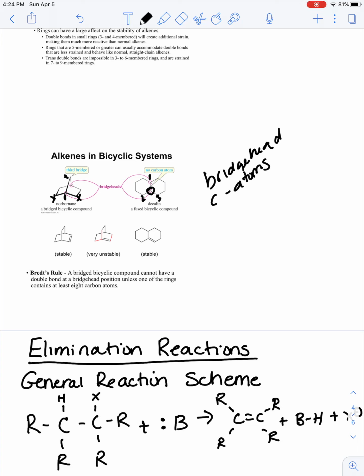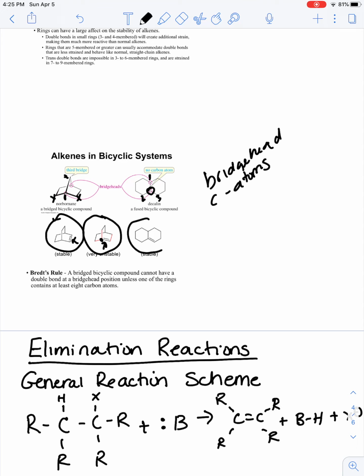So when we look at this molecule here, our double bond is not at a bridgehead carbon. So this is going to be a stable molecule. This would actually be in the cis position. When we look at this molecule here, we're putting this double bond on a bridgehead carbon. Again, the bridgehead carbon is going to be right here. So this double bond is actually in the trans position. So this is going to be a very unstable molecule.